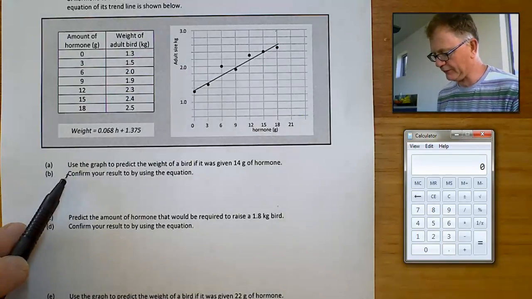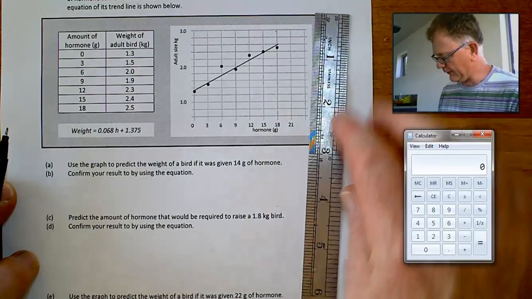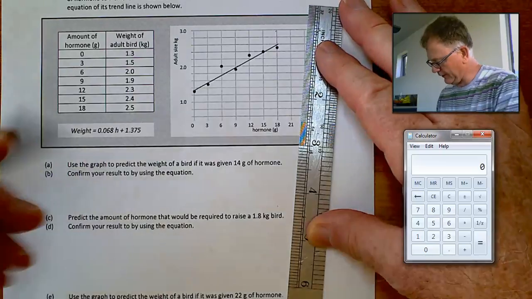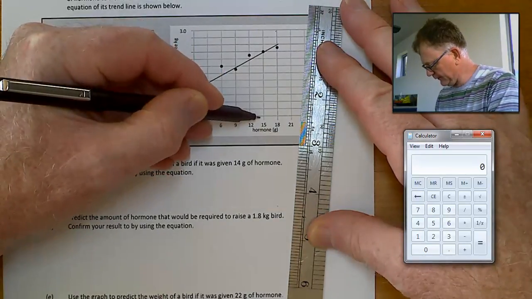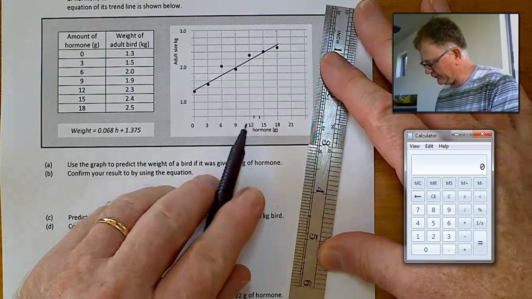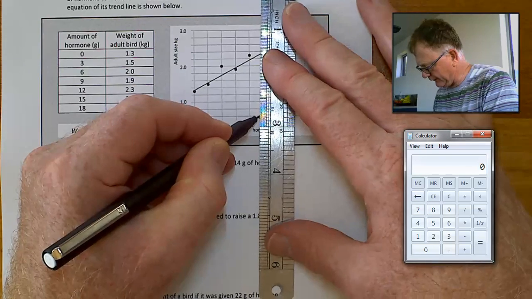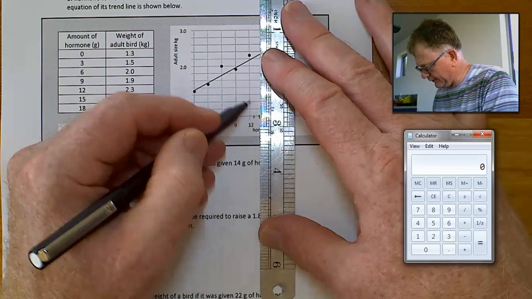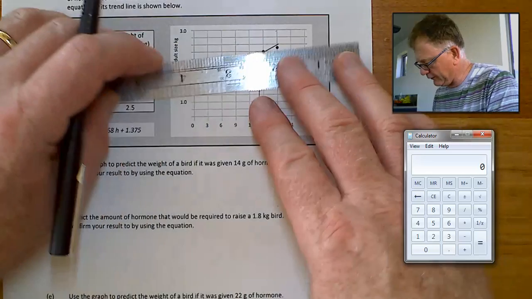So we're going to use the graph to predict the weight of the bird if 14 grams of hormone was given to it. The graph is showing the weights of chickens with different amounts of hormones. It's got a rather awkward axis here. Each square is equal to 3 units, so if you want to have 14, you kind of have to divide that up into 3. Go up to the graph and go along to your axis.